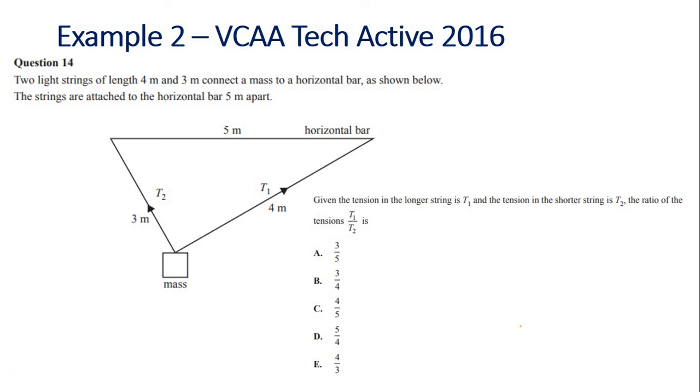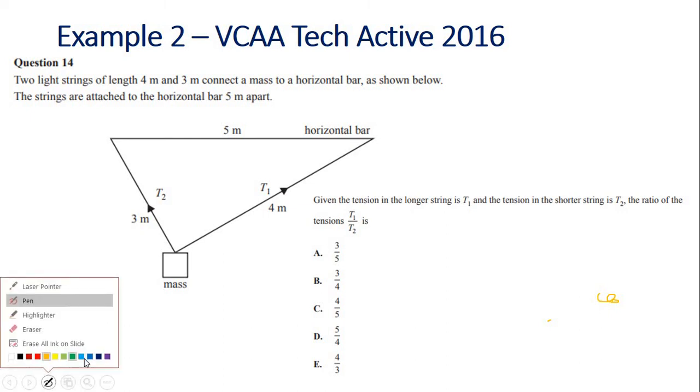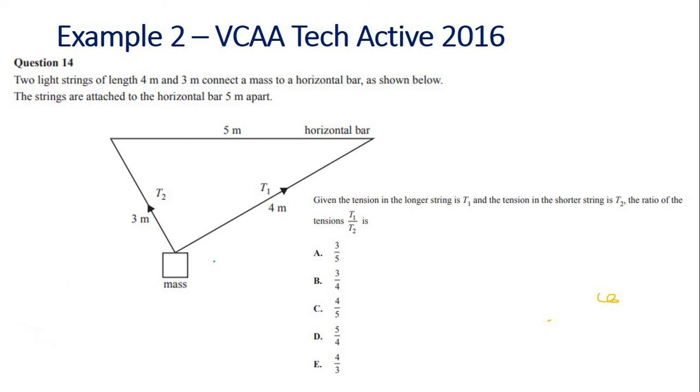Now there's a few things to think about. Again, there's different ways of doing this question. Okay, so if we're drawing our forces, we of course have our weight force. It doesn't tell us the mass, so we could call it mg maybe. We've got our tension 1 and tension 2, 2 different strings, so that's why we have 2 different tensions. We want to find the ratio of their tensions.